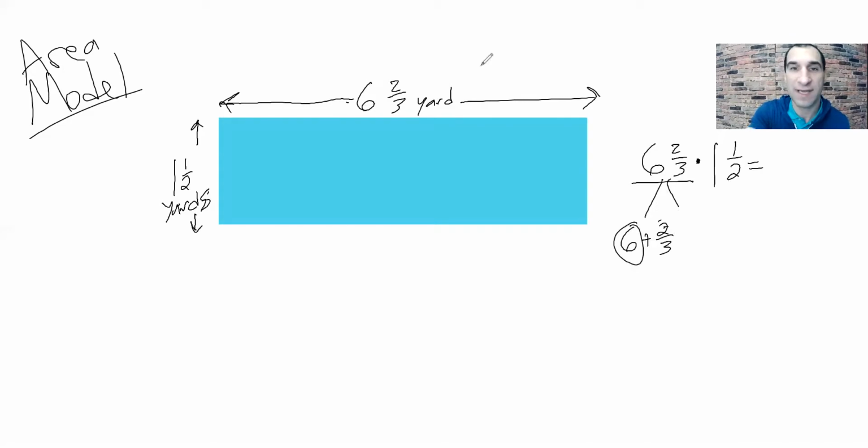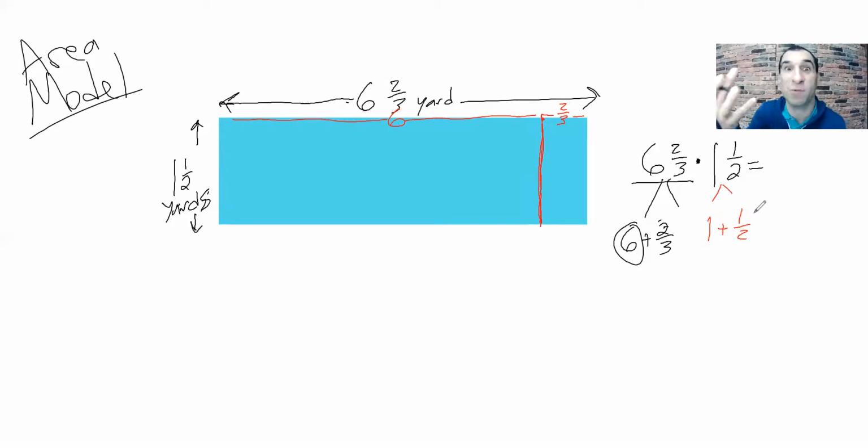And so you can take this on our area model and separate this out. You could say, okay, let's divide this rectangle up into two easier rectangles, because I can work with the number 6 and I can work with 2/3. So the length of this is 6, and this is 2/3 of a yard. And then I can separate my 1.5 out into 1 plus 1/2, because I know that 1 plus 1/2 is 1.5.